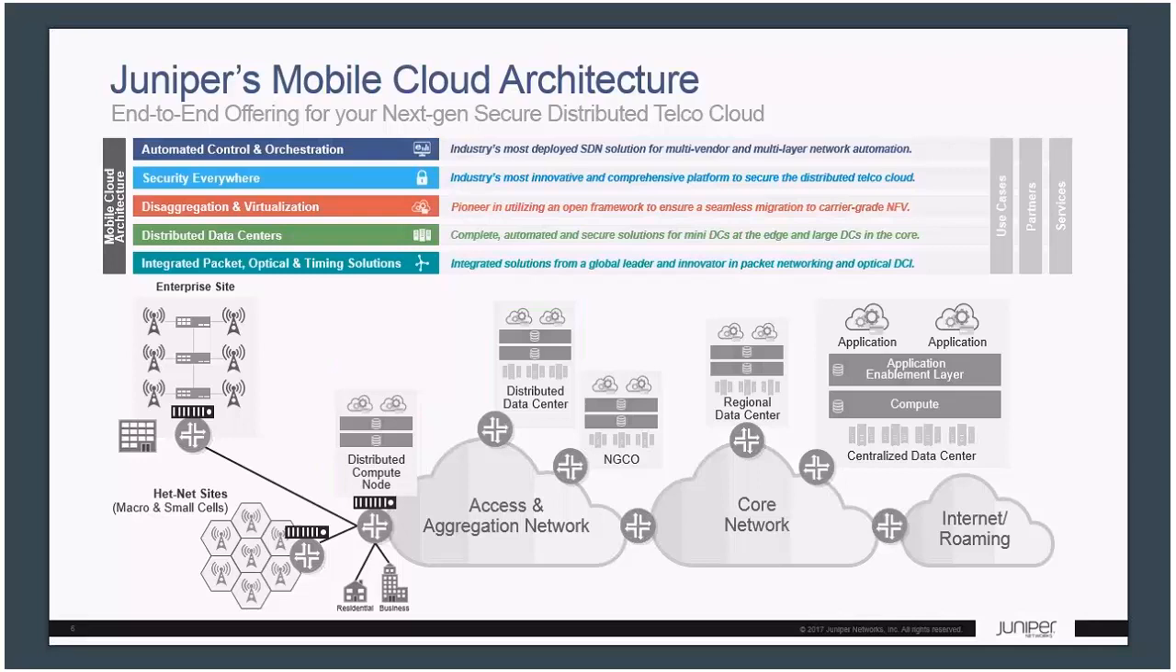Security everywhere. Juniper offers the industry's most innovative and comprehensive platform to secure the distributed telco cloud. This is what we're calling our SDSN solution, which stands for Software Defined Secure Network Solution. In the area of automated control and orchestration, Juniper offers the industry's most deployed SDN solution. This is our Contrail solution for multi-vendor and multi-layer network automation.